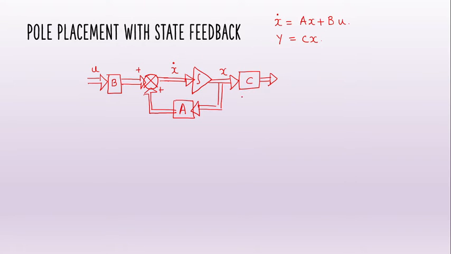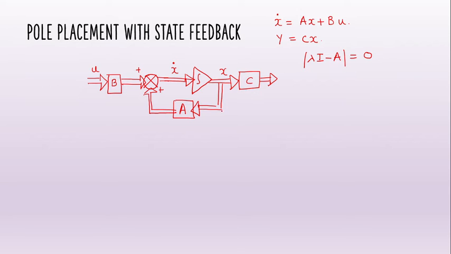Now what are the poles of the system? The poles of the system are found by taking the determinant of lambda I minus A; if you solve this, you will get the poles of the system. Now if for any reason you want to change the location of the poles, do you have to change all of the A, B, C? No. What you can do, you can take a feedback.